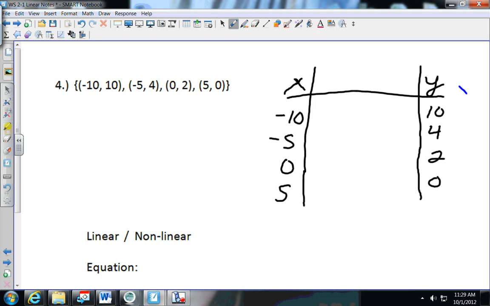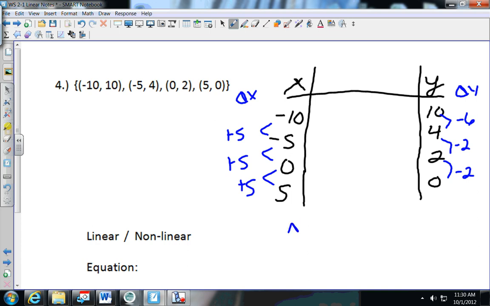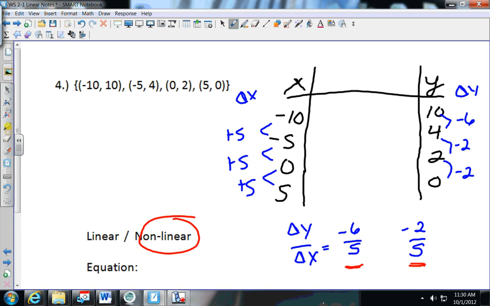So now let's go through. We're going to find delta y, the change in y: minus 6, minus 2, minus 2. Delta x: plus 5, plus 5, plus 5. Delta y over delta x, negative 6 over 5. Well, that's as low as that goes. Let's try negative 2 over 5. Wait a minute. Are these the same? No, it is nonlinear. The rate of change must be the same.